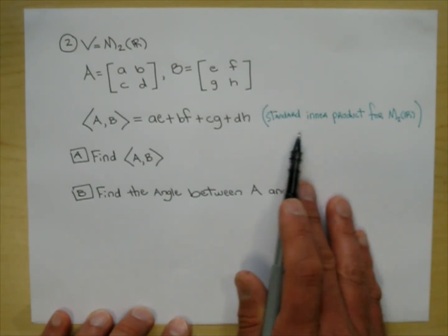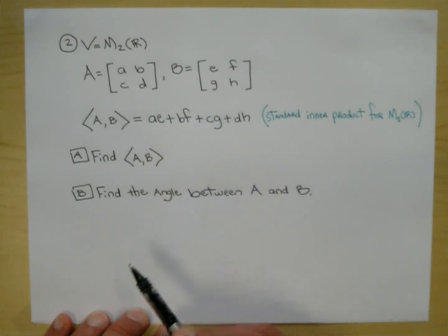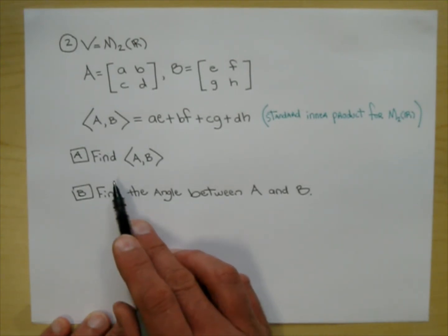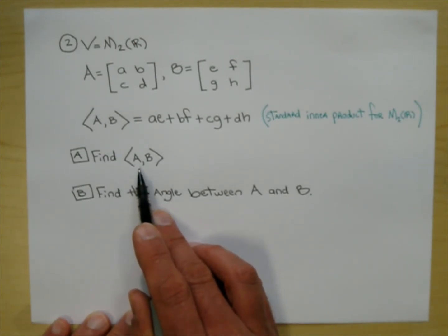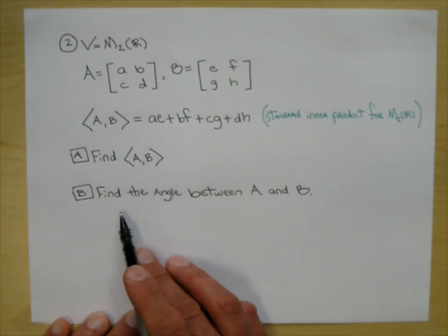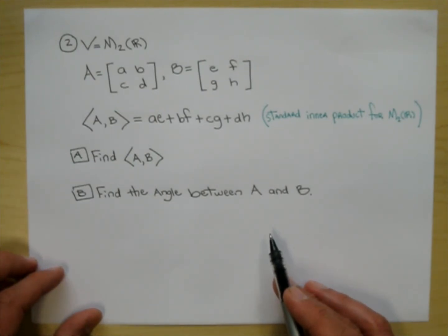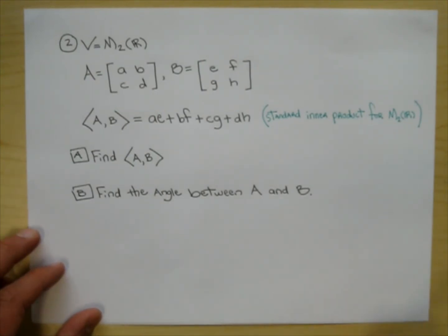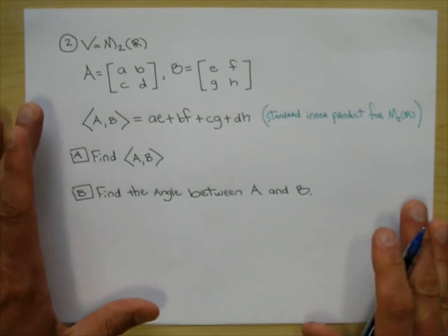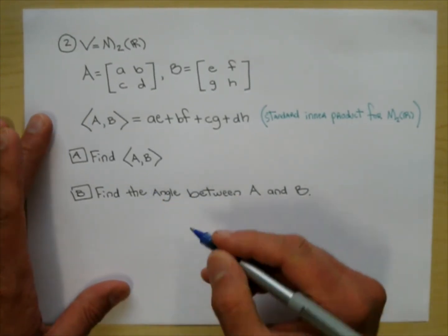This is one that people go to when they're analyzing matrices. So there's 2 parts. We're supposed to find the inner product of A and B, which we're not given, and find the angle between A and B. So I better give us A and B. Okay, this was my mistake. I didn't plan correctly. I don't have much room here.